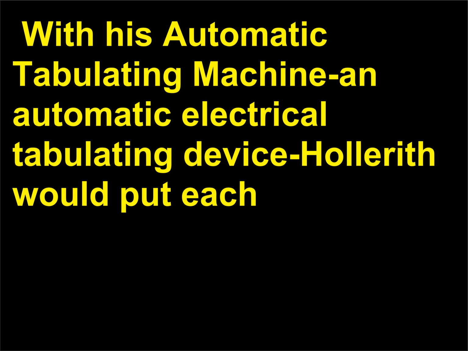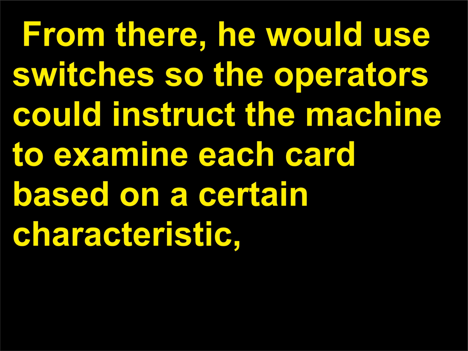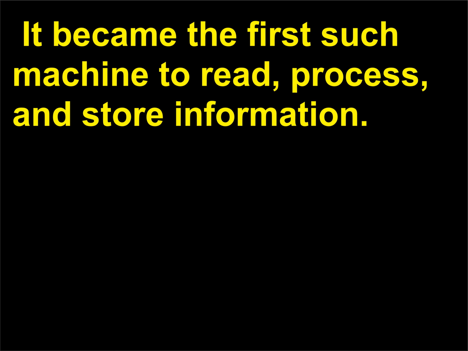With his automatic tabulating machine and automatic electrical tabulating device, Hollerith would put each individual's data on a card. With a large number of clock-like counters, he would then accumulate the results. From there, he would use switches so the operators could instruct the machine to examine each card based on a certain characteristic, such as marital status, number of children, profession, and so on. It became the first such machine to read, process, and store information.